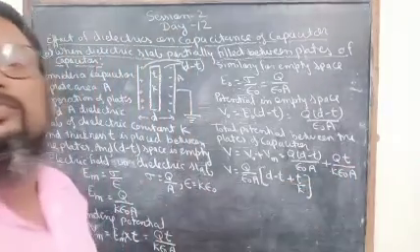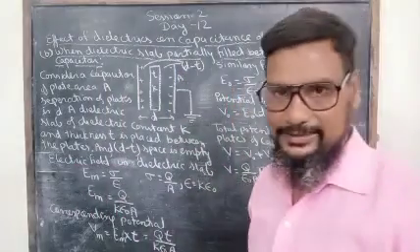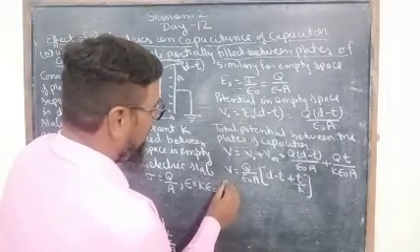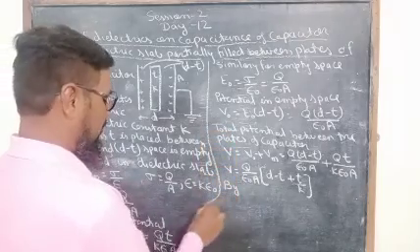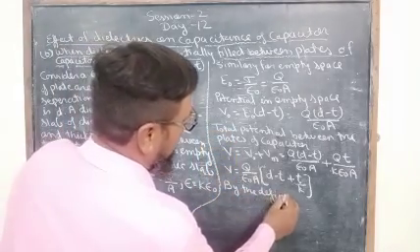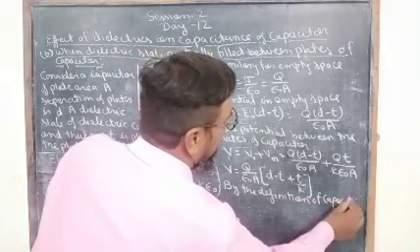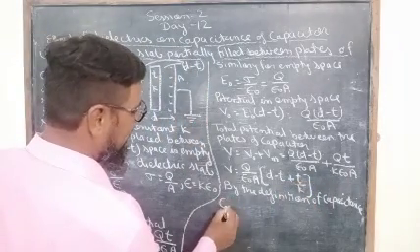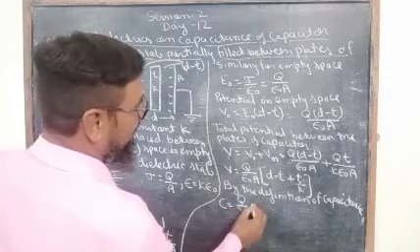This is the total potential developed between the plates of the capacitor. Now, we know that by the definition of capacitance, C is equal to Q upon V.